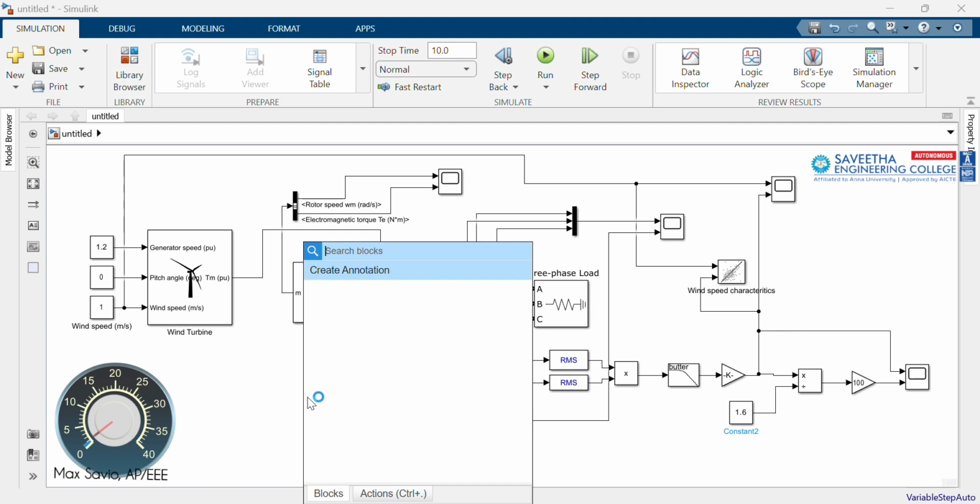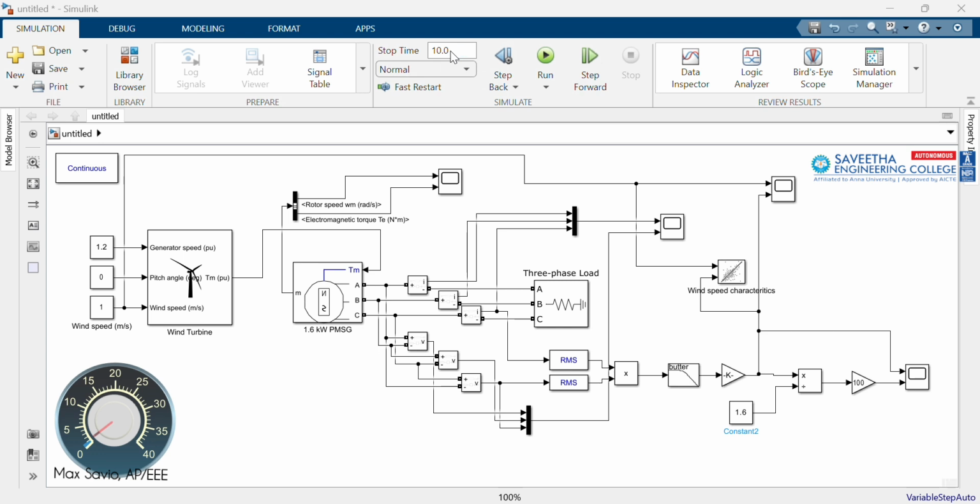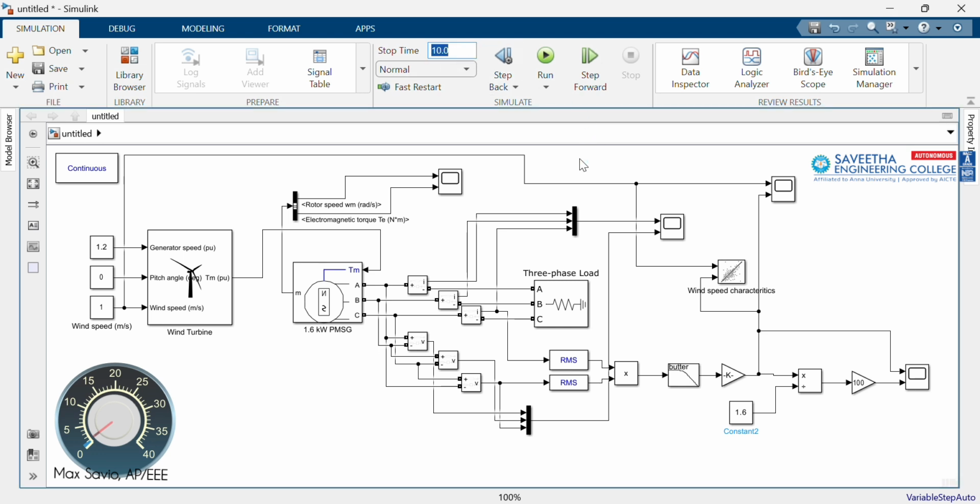Okay. So now power GUI. Okay, it's in continuous. We don't have any discrete model here. So this is just a very simple model of how we are going to study the wind turbine. The stop time: since we need to measure for a long time, I change it to infinity. So it will keep on running until you stop it. So these are the parameters that are used here.